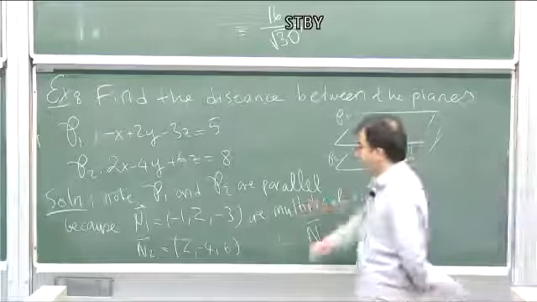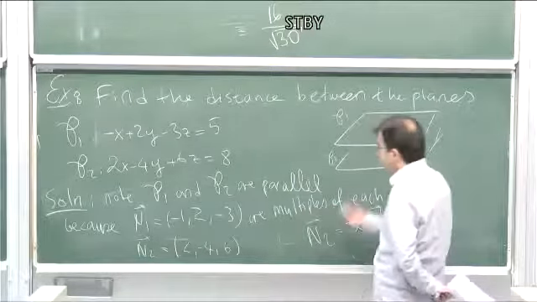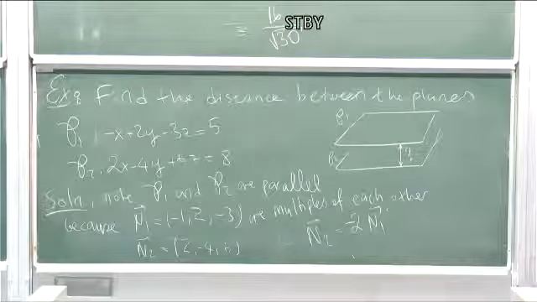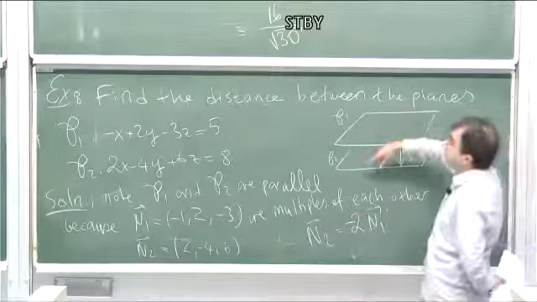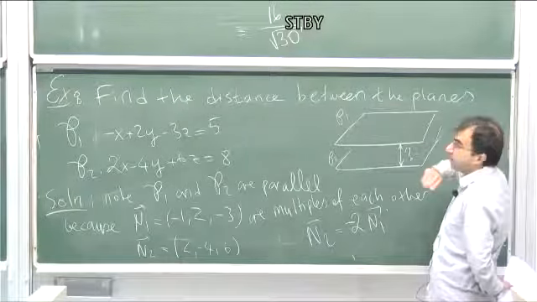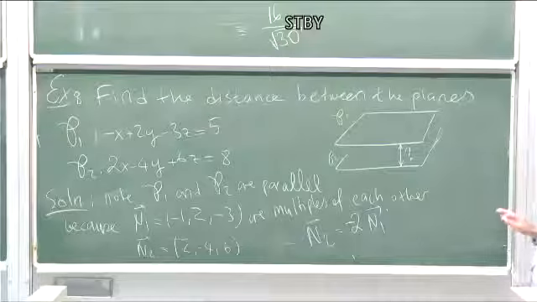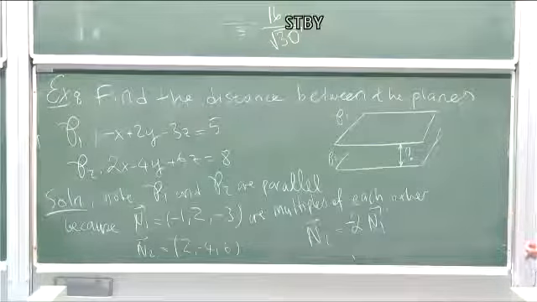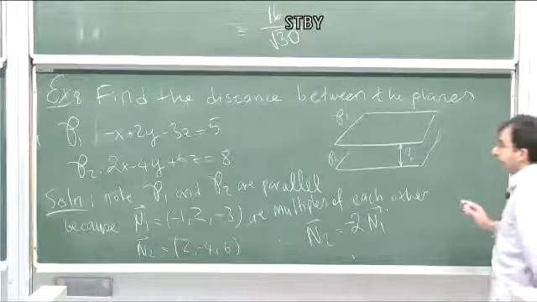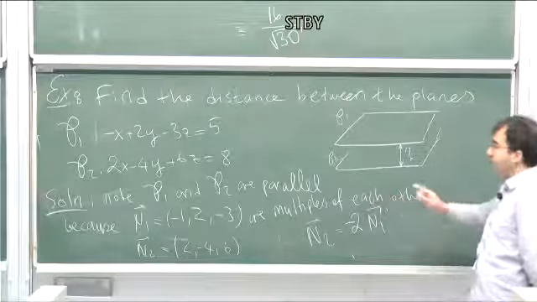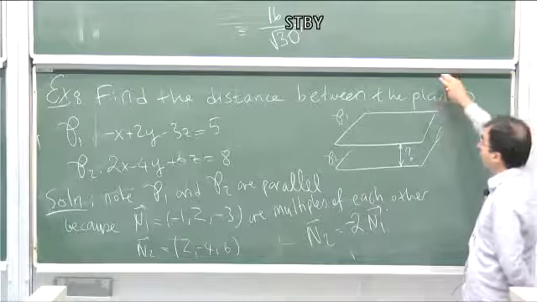As we see, -2 times, which means that these two vectors are parallel. And if the normal vectors are parallel, then the planes are parallel. If you remember, two planes are parallel if and only if their normal vectors are parallel. And checking if two vectors are parallel is very easy. We just check if they are multiples of each other.